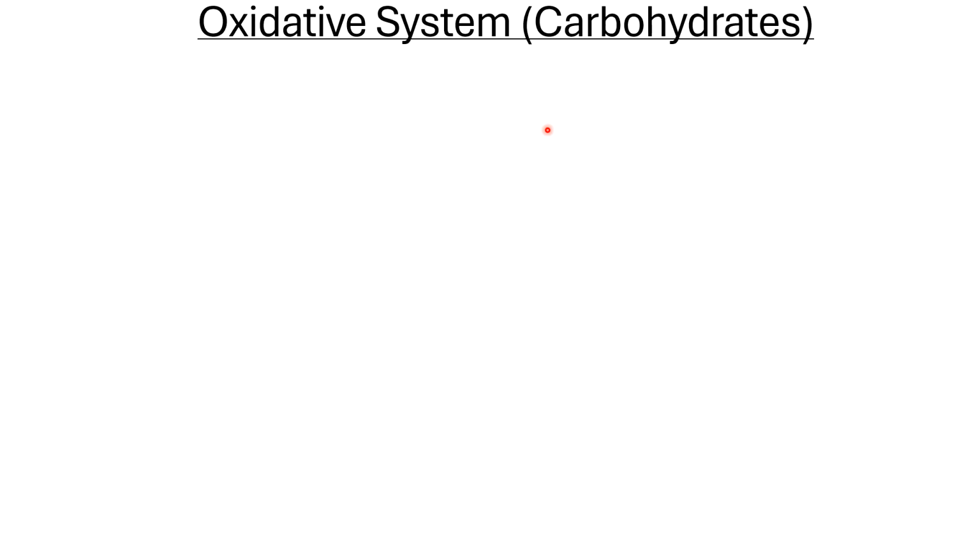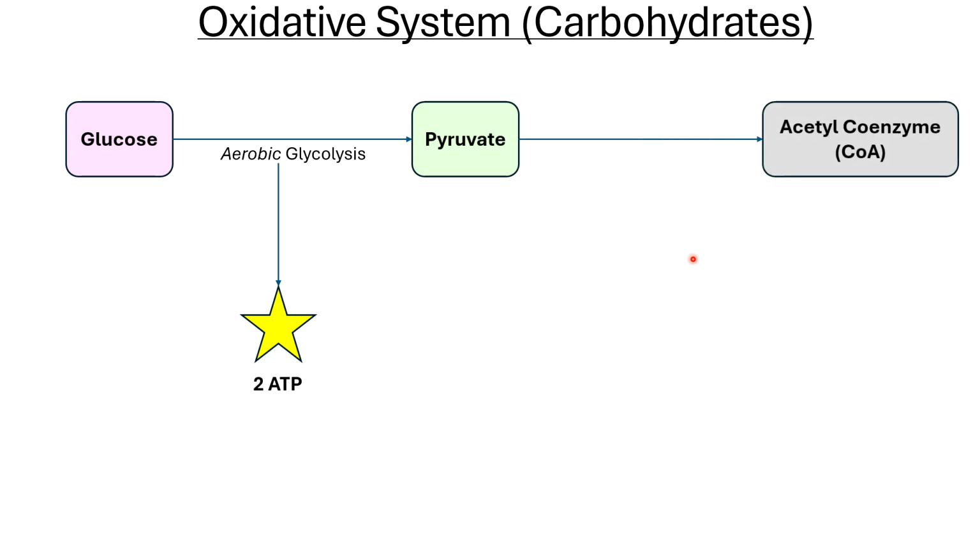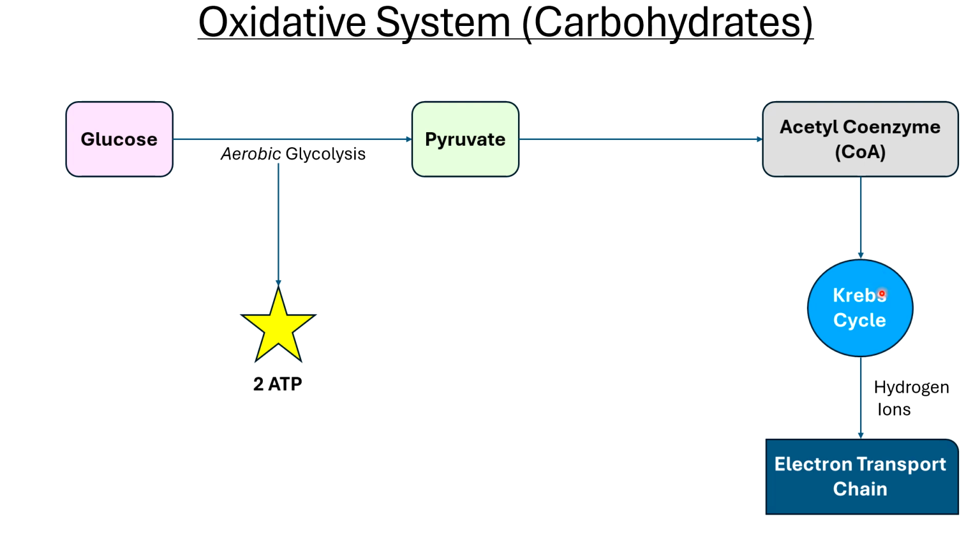The oxidative system, when using carbohydrates, is going to use glucose, obviously, and this time it's going to convert it into pyruvate via aerobic, not anaerobic, glycolysis, releasing the 2 units of ATP that we already know. This time the pyruvate is going to be converted into acetyl coenzyme A that will enter the Krebs cycle in the mitochondria. Remember that this part is in the mitochondria. It will release hydrogen ions that enter the electron transport chain and also produce ATP. The total yield of these 3 sections in the mitochondria is around 36 to 38 ATP units.